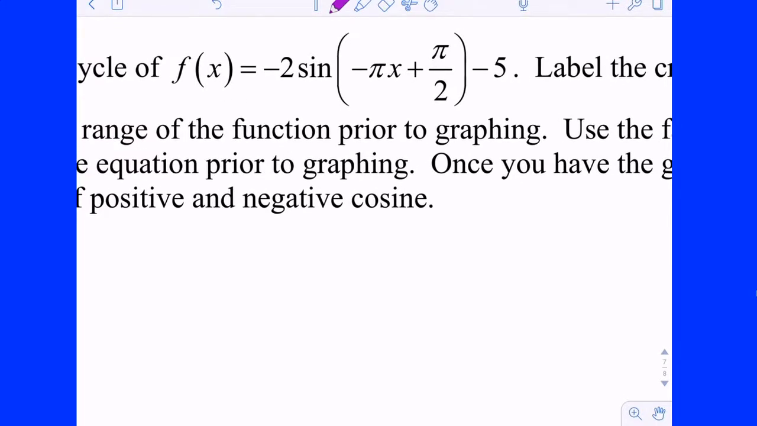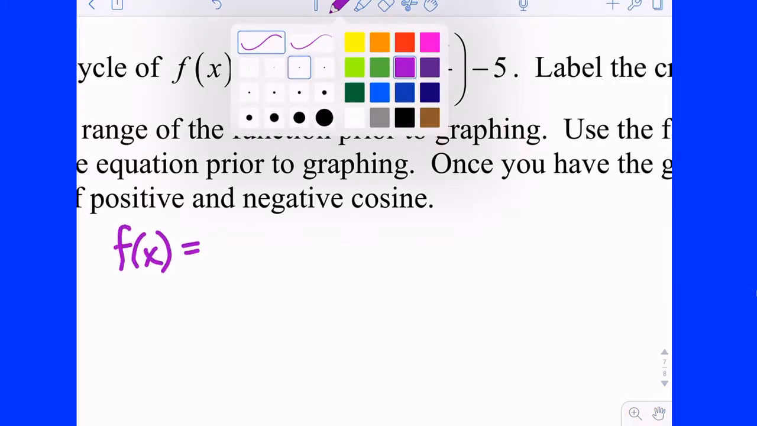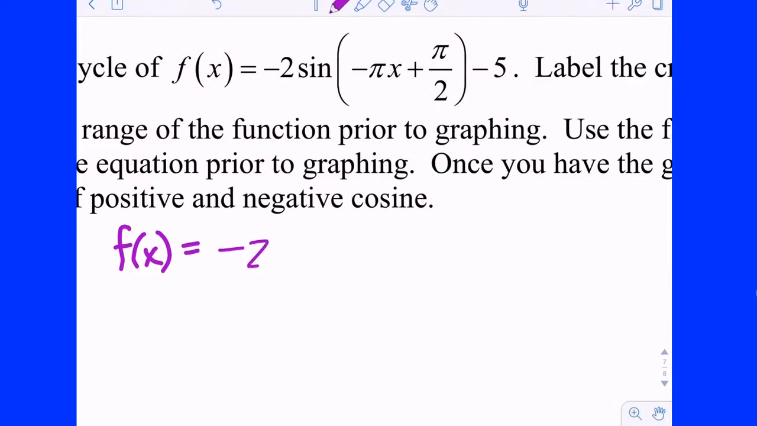What's the parent function? Sine. Okay, that's pretty easy. Is it in standard transformation form? No, it's not. So we need to get it into standard transformation form. f of x equals, let's see, the negative 2 is okay. It's sine of. Now on the inside, we have a little bit of work to do. That's really the only problem with this. I need to factor out a what from both terms on the inside? A negative pi. So negative pi, and then x what? Plus or minus?